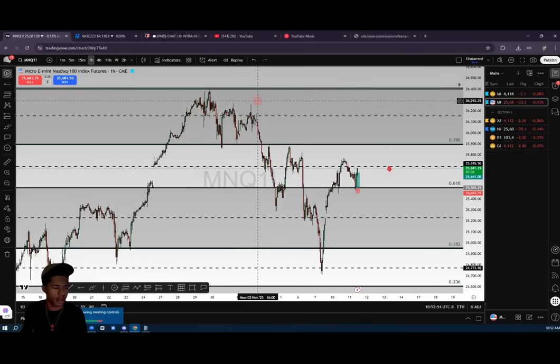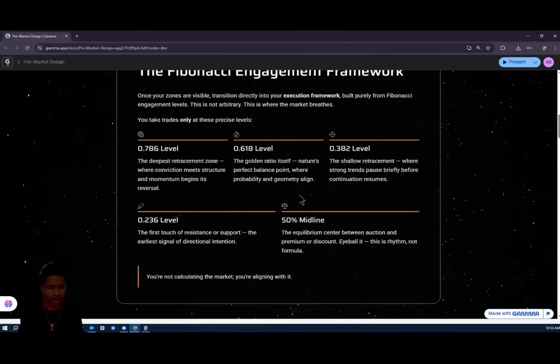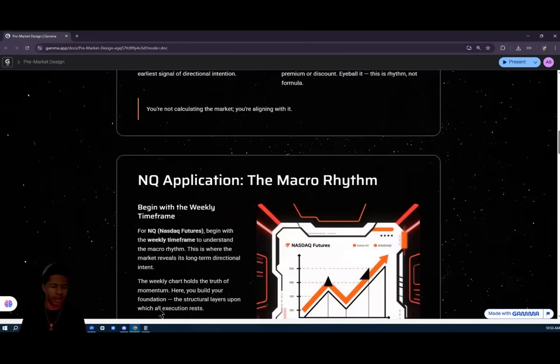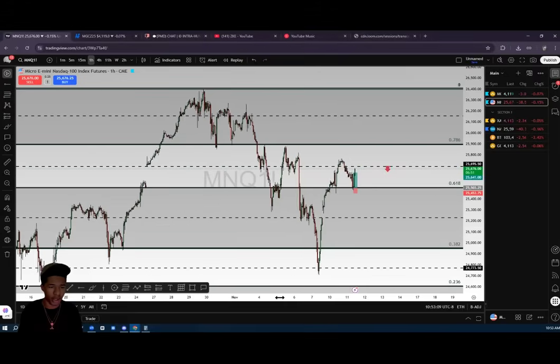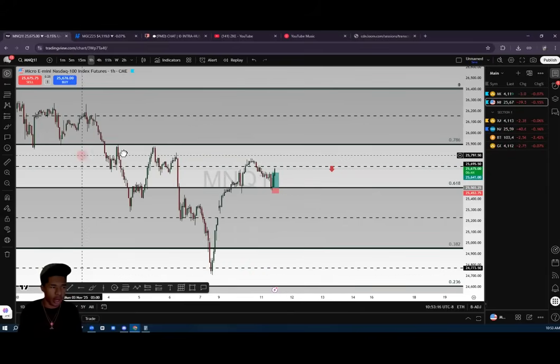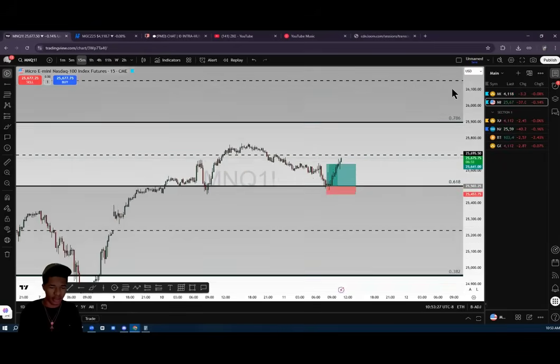Let's go back to the file. So those are the levels we take our trades on. It says you're not calculating the market, you're aligning with it. And the reason I say that is because when we're looking at the fibs, we take the trades in the direction price is going. We take the trades in the direction of the trend at the fib levels. So we can either take a breakout of the 786 or the retest of the 786. We can either take the breakout of the 618 or the retest of the 618. Mind you, we're on the 5 hour. I take trades on the 15-minute.